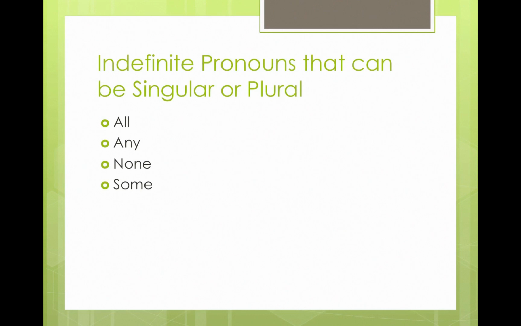Indefinite pronouns that can be singular or plural are all, any, none, or some. So these may take a singular verb, they may take a plural verb. It all depends on the context of the sentence, and sometimes it's up to you as the writer. Okay, so you may have a little more leeway with these four. The other ones are more strictly bound to being singular and requiring a singular verb.